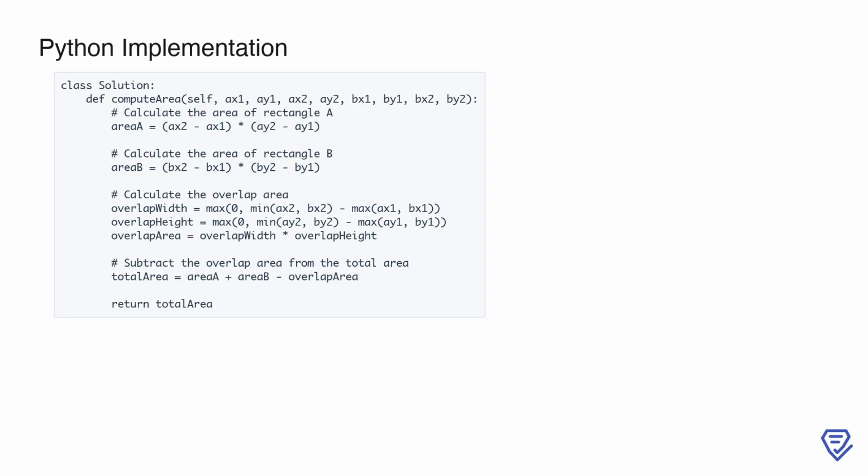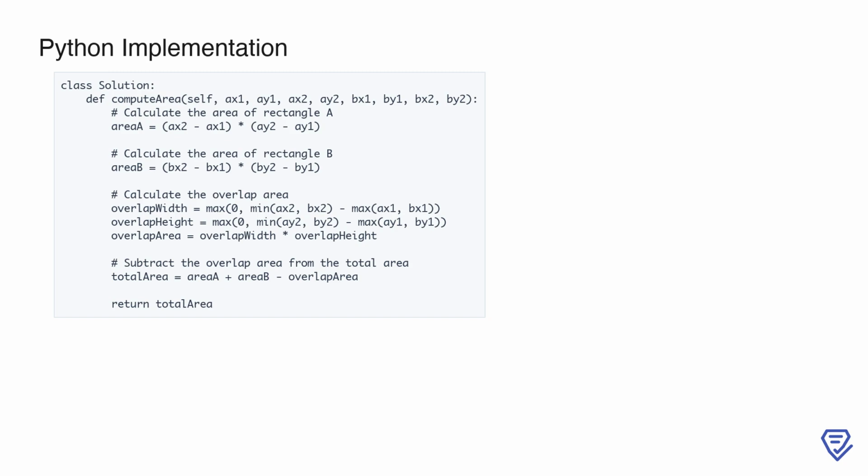The overlap width is determined by finding the horizontal intersection range between the two rectangles, using max(0, min(ax2, bx2) - max(ax1, bx1)). This ensures that if the rectangles do not overlap horizontally, the width is 0. Similarly, the overlap height is computed from the vertical intersection range with max(0, min(ay2, by2) - max(ay1, by1)). These calculations guarantee non-negative dimensions for the overlap.